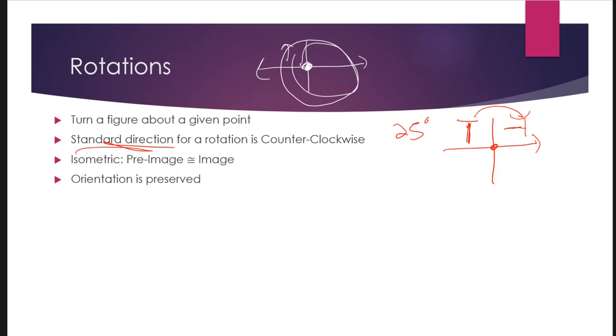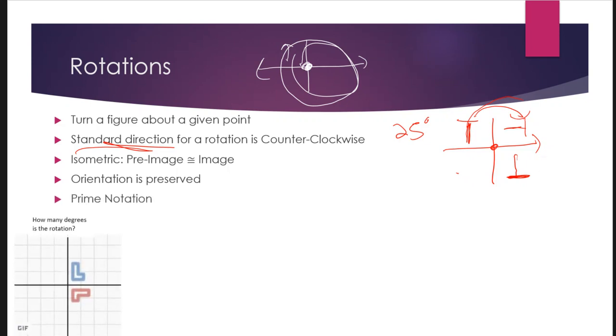Again, some people might think it's reversing orientation, because here it would now be upside down, but it's not. It's just literally taking the same thing and turning it. So it's not quite the same as a reflection, which would be over the line and actually reverse orientation. Next, it's prime notation. Just note that everything will be in prime notation.